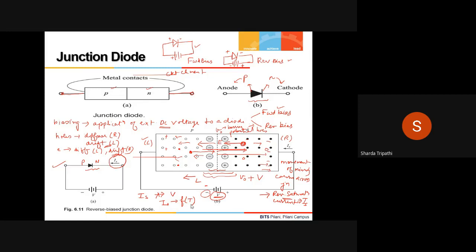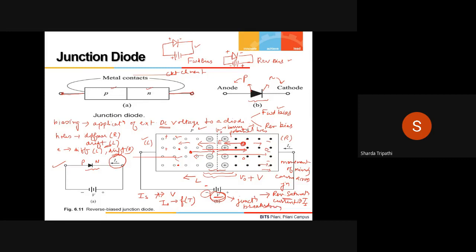If I increase the temperature, then more electron hole pairs will be generated. That means we have more minority carriers and therefore the reverse saturation current will be more. Then what will happen if I further increase this value of voltage? I know that in the reverse bias condition, a very small reverse saturation current will flow through the PN junction diode. But if I keep on increasing the value of V to a sufficiently large value, then what happens? The junction breaks down.